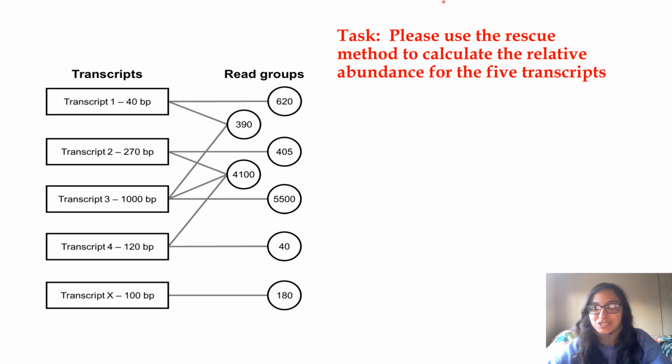So our task is to please use the RNA-Seq rescue method to calculate the relative abundance for these 5 transcripts here: 1, 2, 3, 4, and X. So these are the 5 transcripts that we have, and we have the transcripts and the read groups in this bipartite graph.